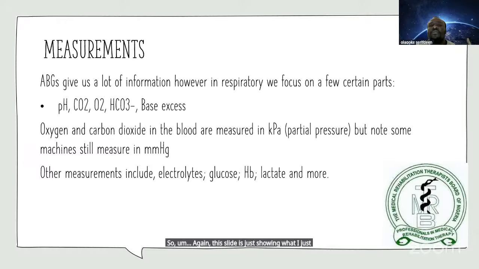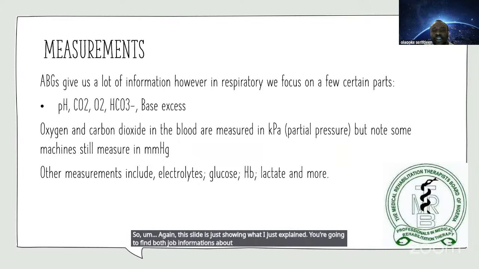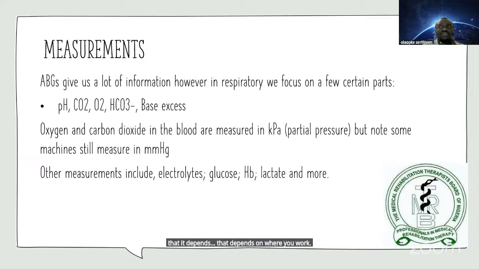You're going to find a bunch of information about acid-base status, like pH, CO2, oxygen, base excess, bicarb. You're going to find those things there. And again, depending on the unit, there are different categorizations you might find as well. That depends on where you work. Generally, most hospitals you might find kilopascals, and sometimes you might also find millimeters of mercury.